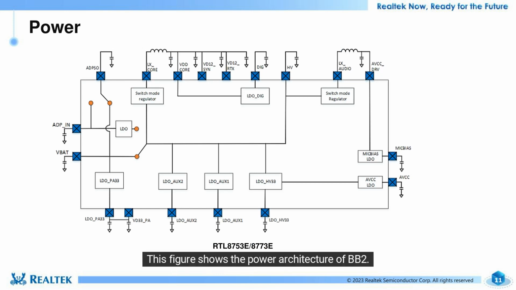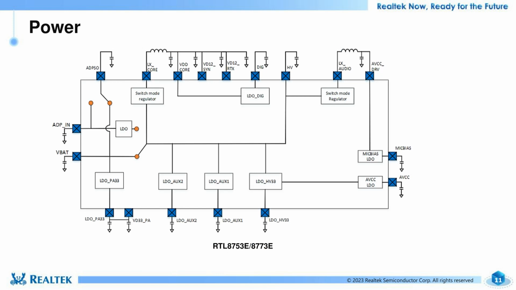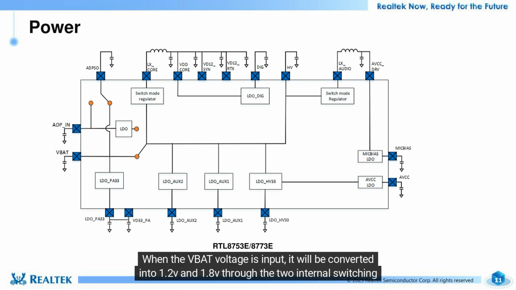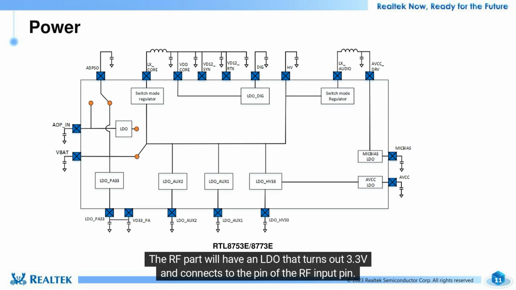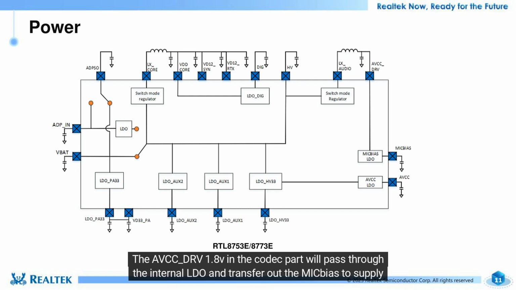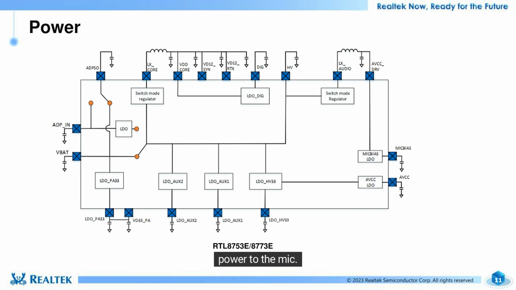This figure shows the power architecture of BB2. VBAT is the main power input. When the VBAT voltage is input, it will be converted into 1.2V and 1.8V through the two internal switching power supplies, which will supply power to the CPU and codec of the IC respectively. The RF part will have an LDO that turns out 3.3V and connects to the RF input pin. The AVCC_DRV 1.8V in the codec part will pass through the internal LDO and transfer out the mic bias to supply power to the mic.